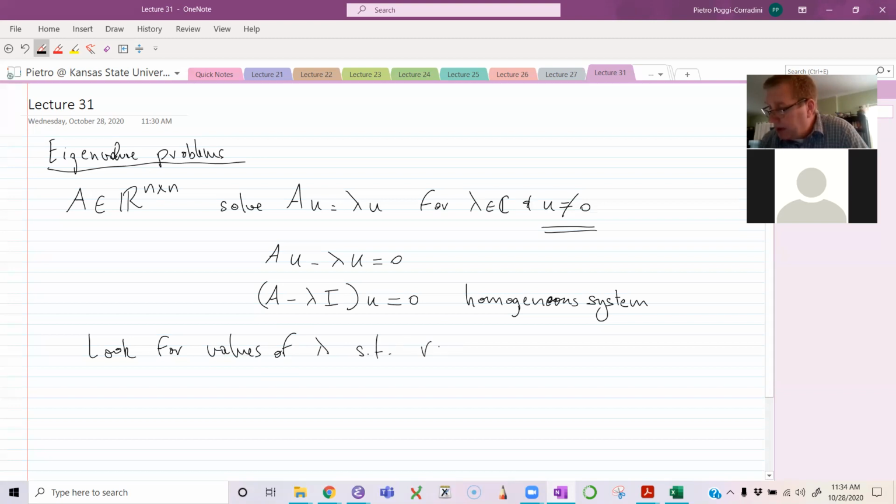And that happens when the rank falls below n. Right? So if the rank is n, then there are n pivots in the reduced row echelon form, and then the unique solution is the 0 solution. If the rank is deficient, then you will get infinitely many solutions, and so lambda is going to be an eigenvalue.